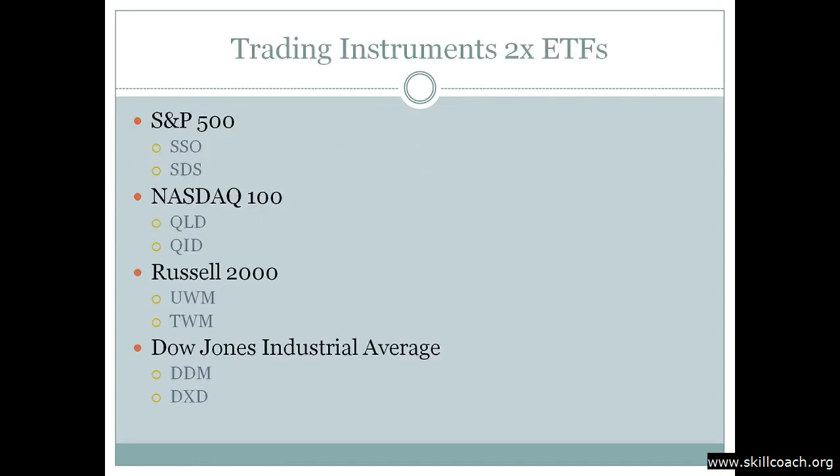However, like I alluded to earlier, we like using the double-weighted ETFs. In the NASDAQ, that's QID and QLD. In the S&P 500, it's SDS and SSO. In the Russell 2000, it's TWM and UWM. And in the Dow Jones Industrial Average, it's DXD and DDM. We use two-time trading ETFs at Stock Traders Daily primarily. So in this example for the NASDAQ, we're doing QID and QLD.